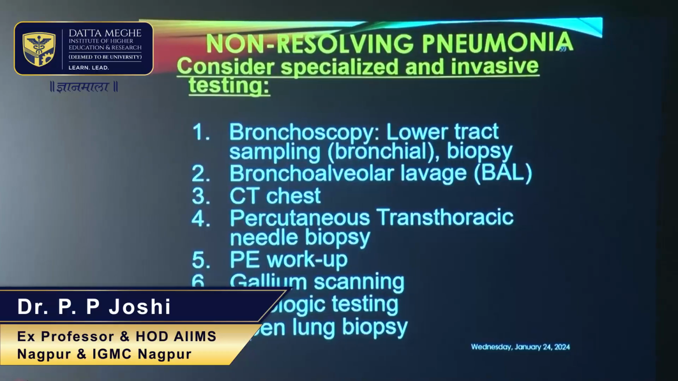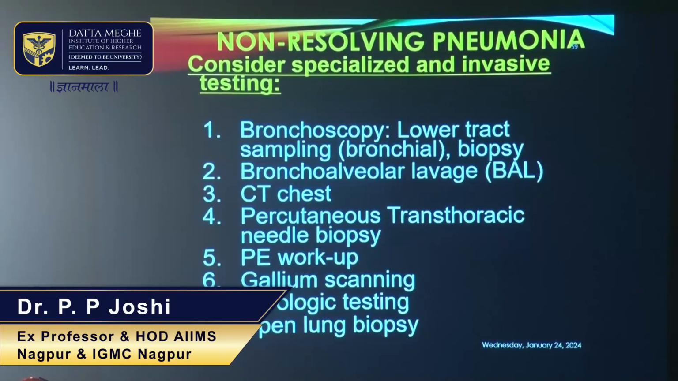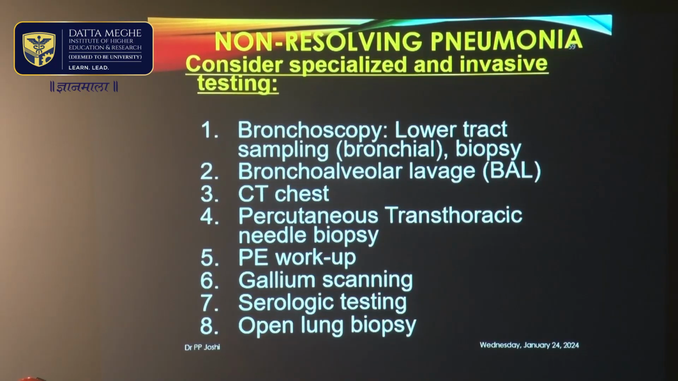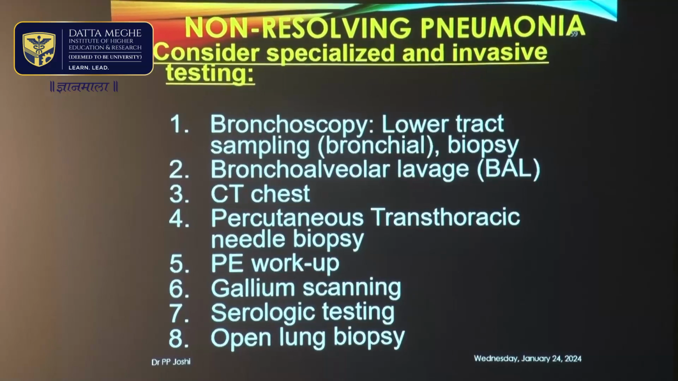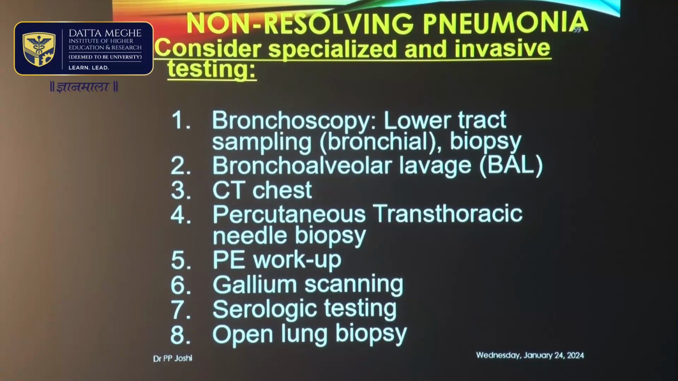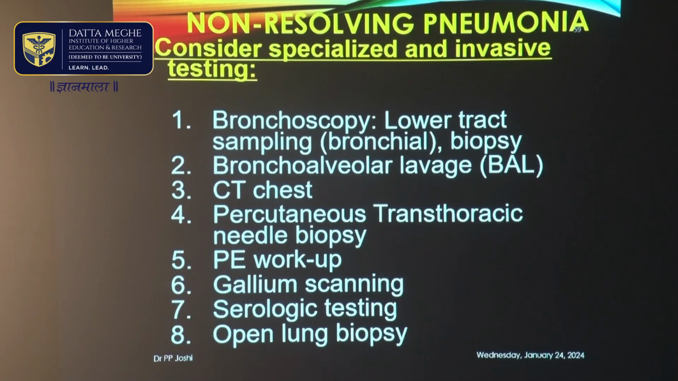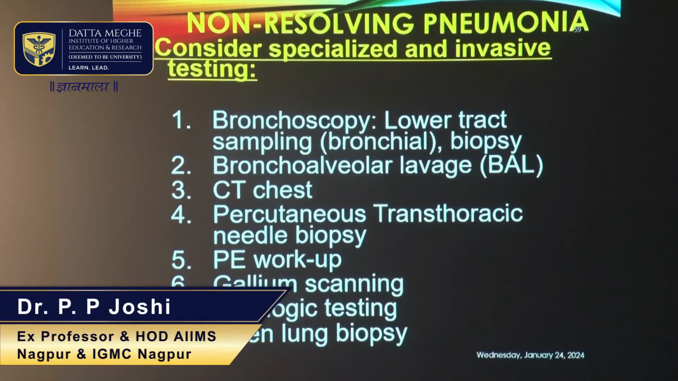For this, we need to do more specialized and invasive testing. For non-resolving pneumonia, we may have to do bronchoscopy and lower respiratory tract sampling, biopsy, bronchoalveolar lavage, CT chest, percutaneous transthoracic needle biopsy, pulmonary embolism workup, gallium scanning, serological testing, and open lung biopsy. So in many patients who do not improve, we get a CT scan, and we may have to do a bronchoscopy. Bronchial aspirate is obtained and sent for culture and sensitivity, and bronchoalveolar lavage is done, and we may have to do a biopsy as well.